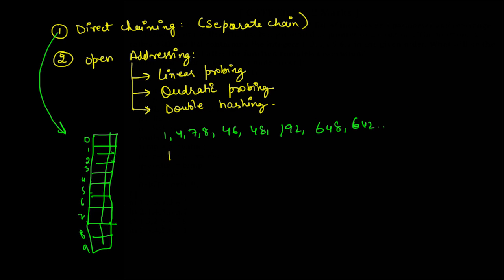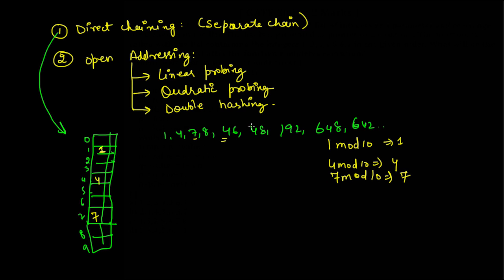So the first number is 1. If we do 1 mod 10, because the size of the table is 10, we get the index location 1. Therefore at index location 1 we store 1. The next number is 4. If we do 4 mod 10, we get 4, so at index location 4 we store 4. The next number is 7. If we do 7 mod 10, we get 7, and we store 7 at this index location. Remember, this is a hash function, where the hash function is key mod n.